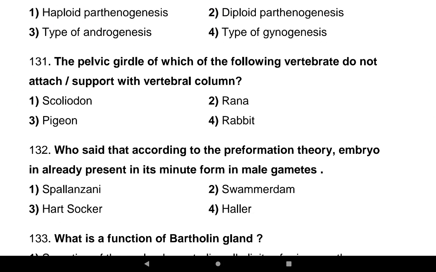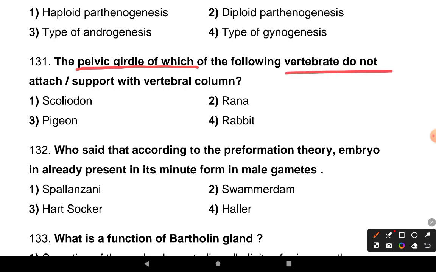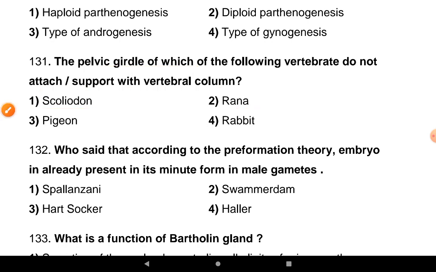Our next question is, pelvic girdle of which of the following vertebrates do not attach or support with vertebral column? Scoliodon, rana, pigeon, rabbit. So correct answer is option 1. In Scoliodon, pelvic girdle do not attach or support with vertebral column.